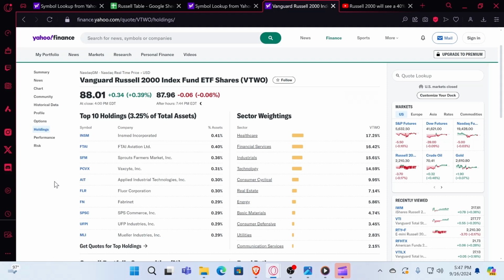Sprouts is a supermarket that many of us have heard of. And you can look at some of these individual companies. You can see the sector weighting. Healthcare, 17%, financial services, some industrials, technology, round out the top holdings, consumer cyclical, and so on.